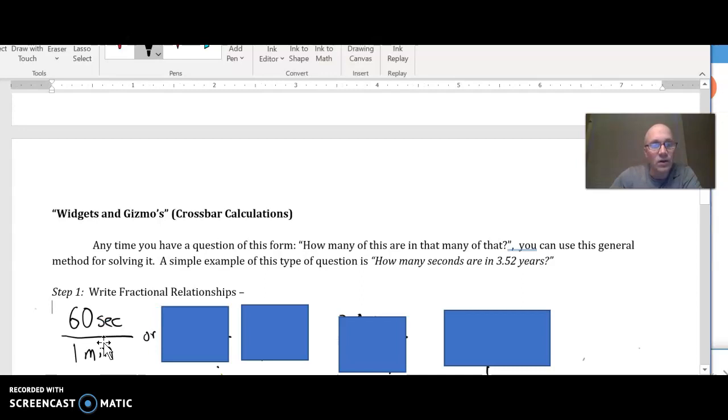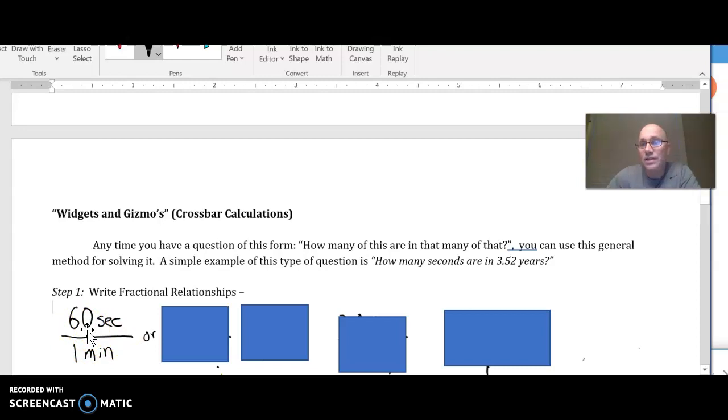All right, so instead of saying there are 60 seconds in a minute, I'm going to put 60 seconds in the numerator, draw a line like it's a fraction, and then put 1 minute in the bottom. And one way that you could say this is 60 seconds per 1 minute. All right, anytime you've got a denominator line, just use the word per.